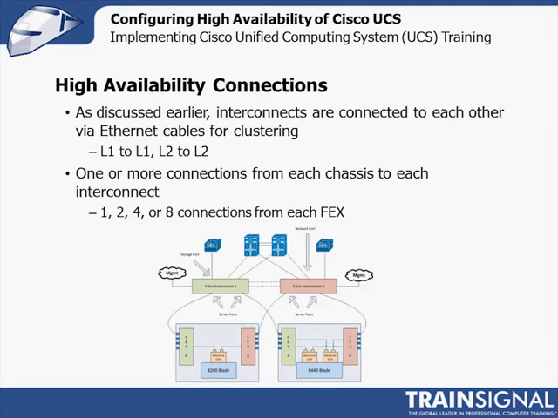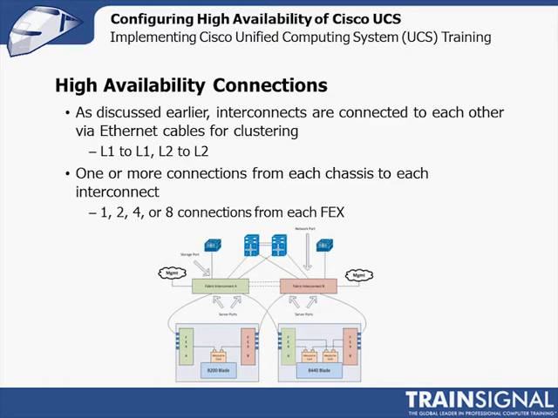First, there's my little diagram down at the bottom that I've shown in other lessons, but it really shows this redundant nature. As discussed, interconnects are connected to each other via Ethernet cables for UCS management clustering, L1 to L1, L2 to L2. You have one primary interconnect and one subordinate interconnect. The primary is primary for management. They're both active for data.